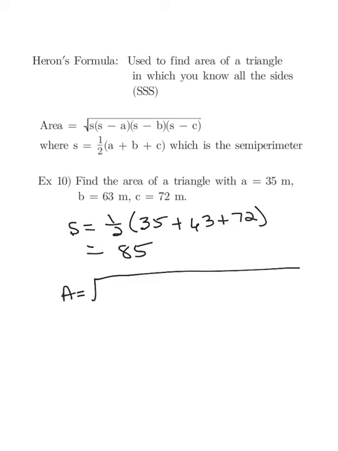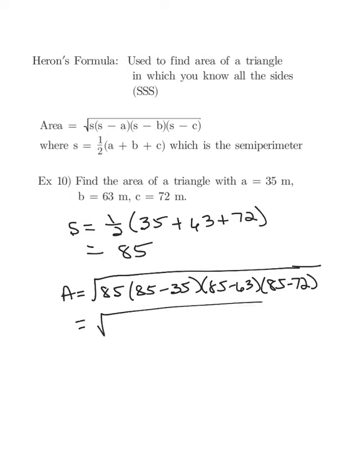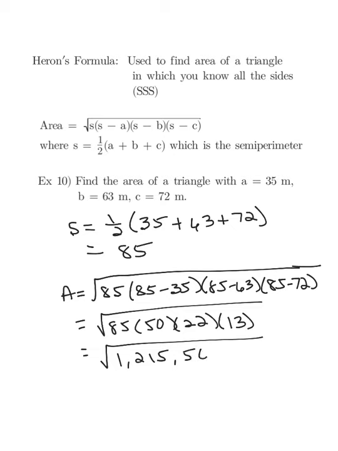So you've got a square root, and inside that square root, you start out with just the S, 85. Then you take the S minus each of the side lengths. So 85 minus 35, 85 minus 63, and 85 minus 72. And all of these things are multiplied together. So this now means that we have a square root of 85 times 50 times 22 times 13, which means we have a square root of 1,215,500. And when you actually do that square root on your calculator, you will get 1102.5, and our label was meters, and since it's area, squared.